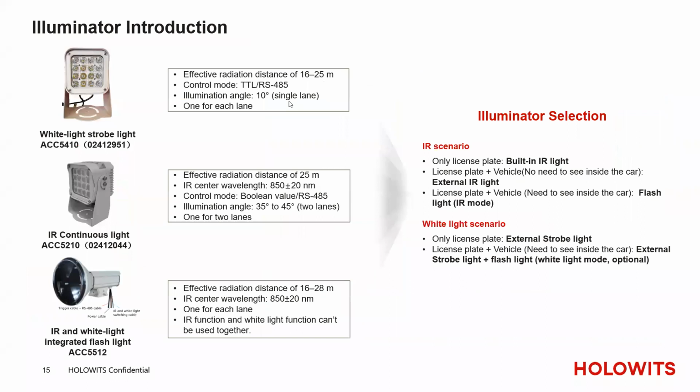This is the illuminators introduction. We have the white light, strobe light, IR continuous light, and IR and white light integrated flashlight. If you want to select this kind of illuminator, you can check on our Hollowits website. You can click one of the cameras and click its datasheet. Our datasheet includes the accessories, the strobe light or the illuminators it needs.